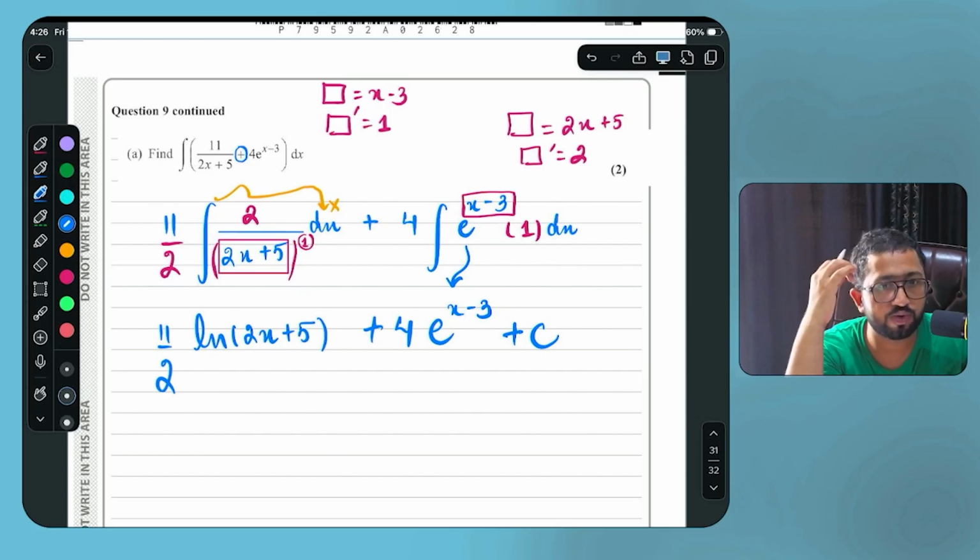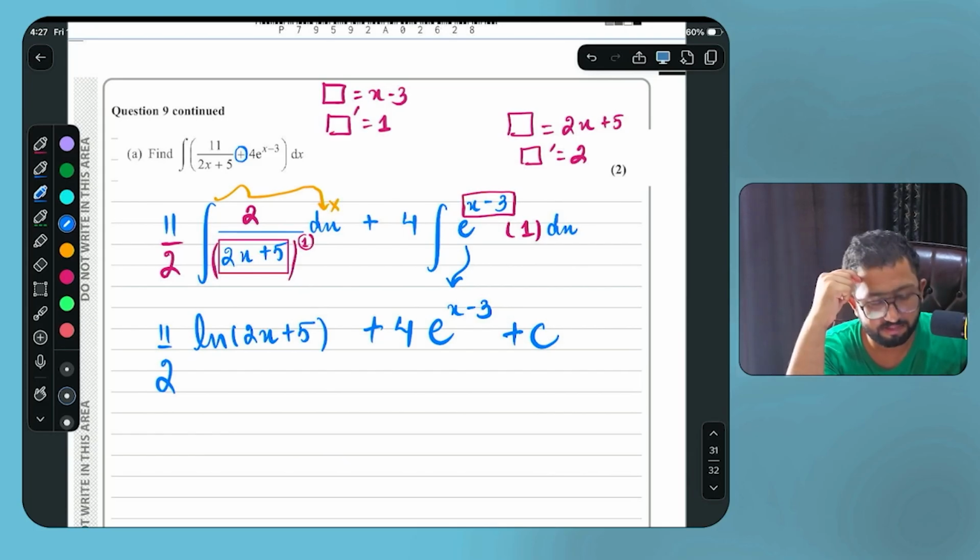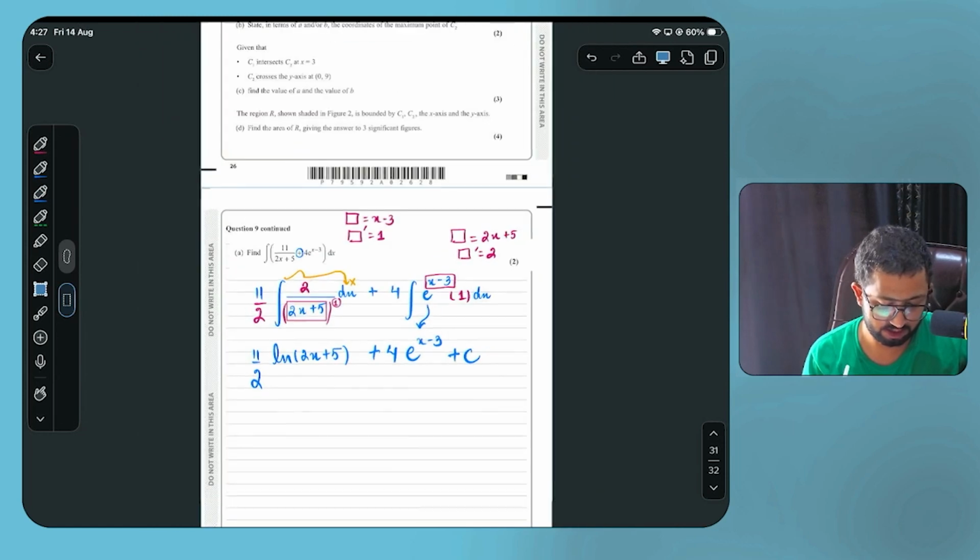We have done this question, you can check. So you are allowed to integrate any function if the derivative of the box or angle or power is present outside the operator. Perfect.